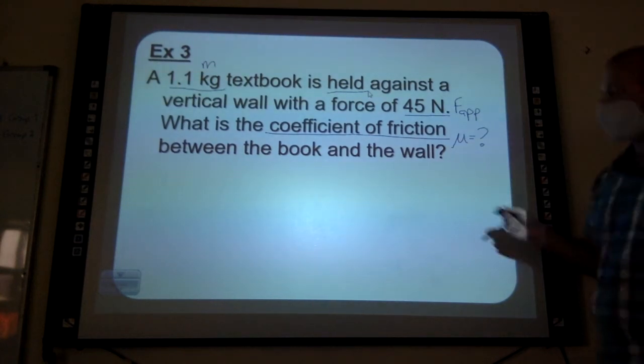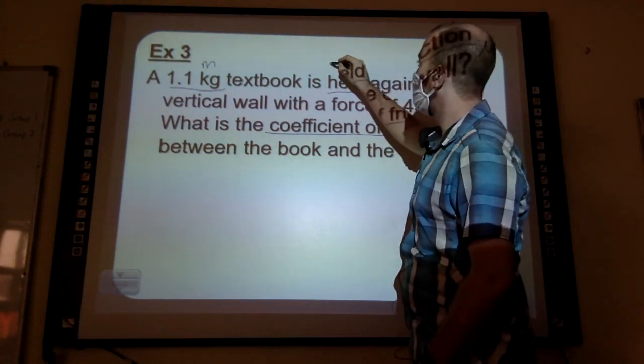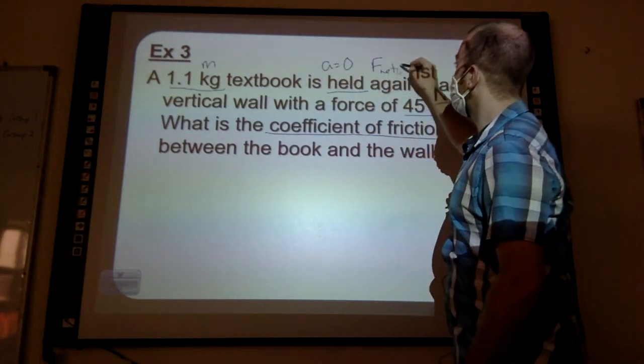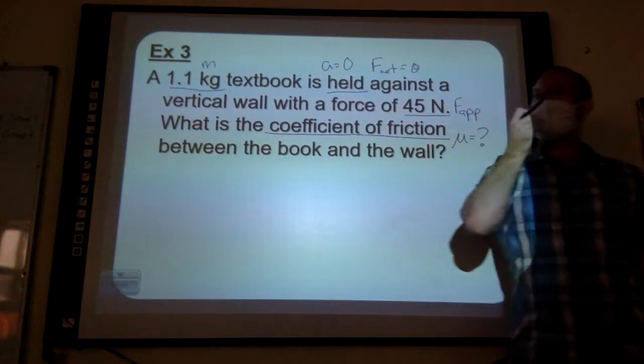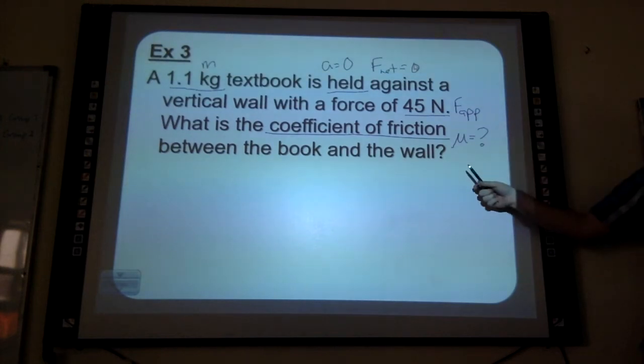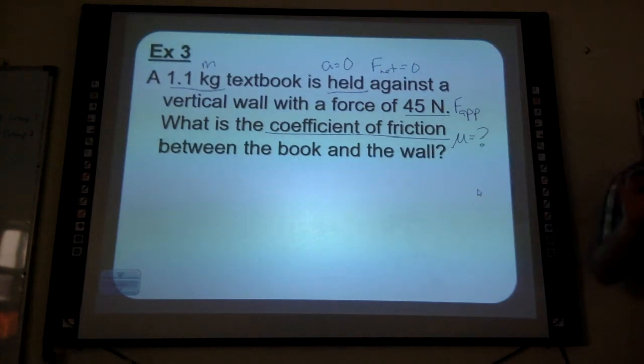F net is 0. So this tells me two things: acceleration equals 0, F net equals 0. I make a big point of stating this because this is very important. This will save you a lot of hassle if you can recognize these bits of information. So it's very good for you to start off a question and figure out what's given here.